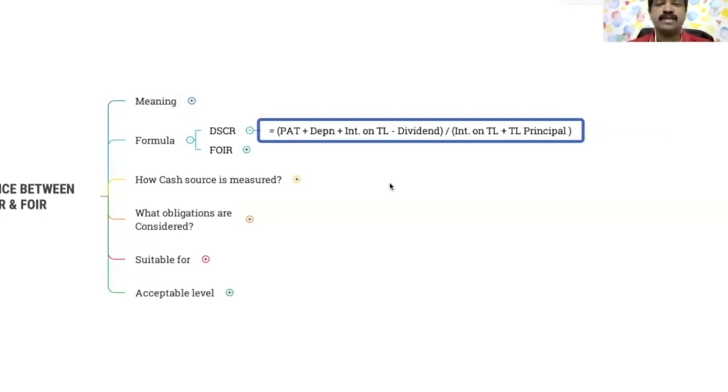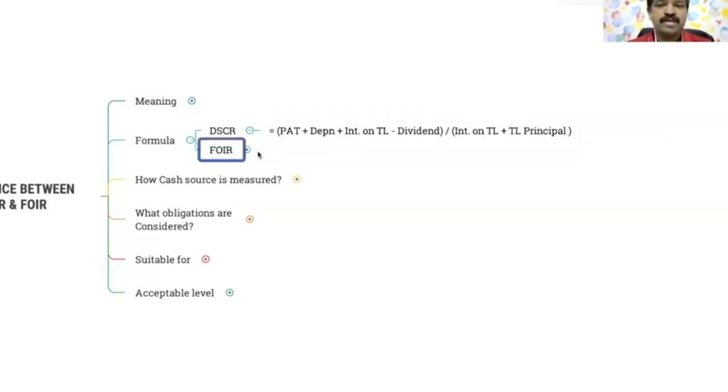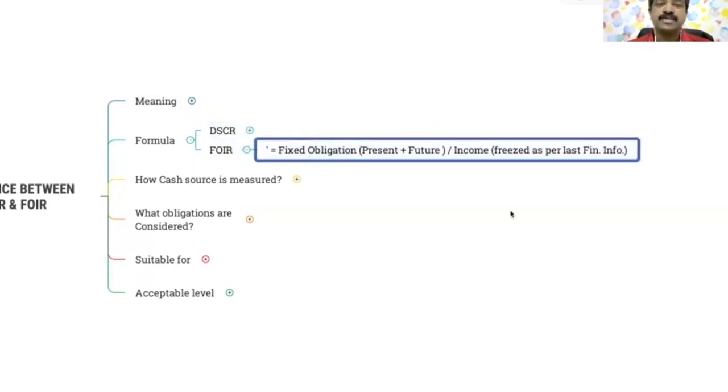So this will be calculated for each and every year so that DSCR of each and every year can be understood and arrived at. Whereas FOIR, the formula is like this. It is fixed obligation divided by income. And when I say fixed obligation, it is the fixed obligation with regard to the present loans which are running and the future loans that is proposed. Okay, so this fixed obligation is basically the summation of EMI, which includes interest and principal. So you should factor both the present running outstanding loans commitments as well as the proposed loan commitments. That goes to the numerator. Whereas in the denominator, it is income.